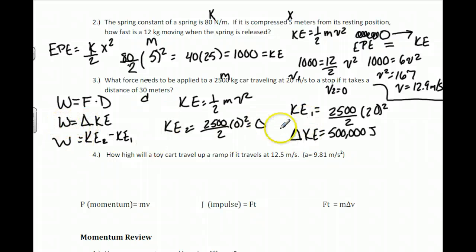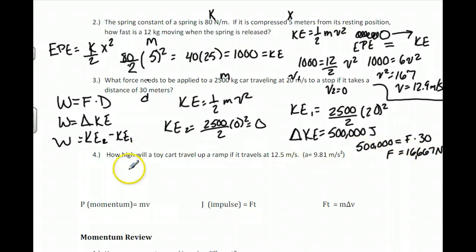So I'm going to have work equals 500,000. That means 500,000 equals force times distance. Do I know the distance? Yes, I do. Force times 30. And when I divide both sides by 30, I get that the force is equal to 16,667 newtons, or 1.67 times 10 to the fourth.